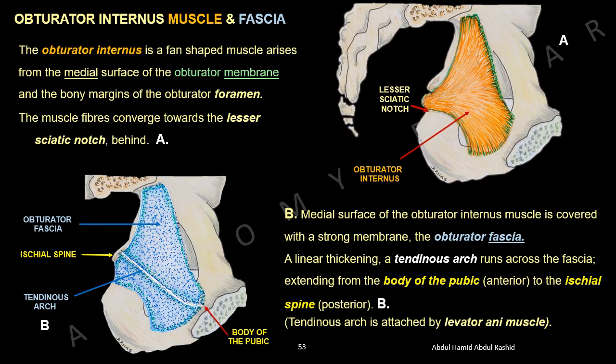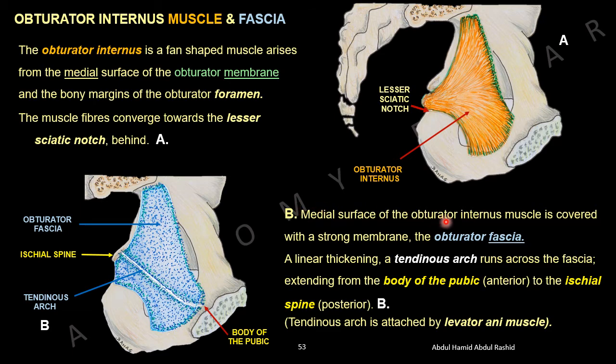Obturator internus muscle and obturator fascia. The obturator internus is a fan-shaped muscle that arises from the medial surface of the obturator membrane and the bony margins of the obturator foramen. This is the obturator internus. The muscle fibers converge towards the lesser sciatic notch behind.